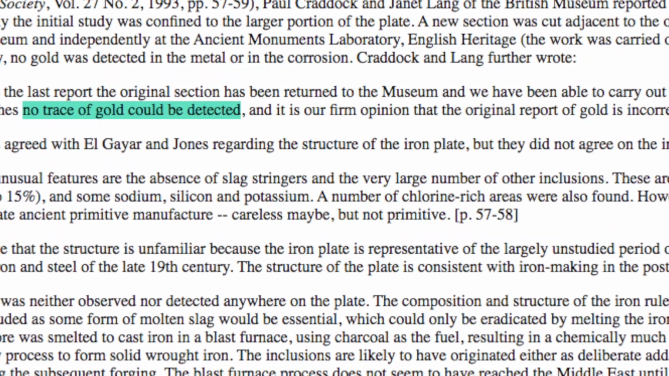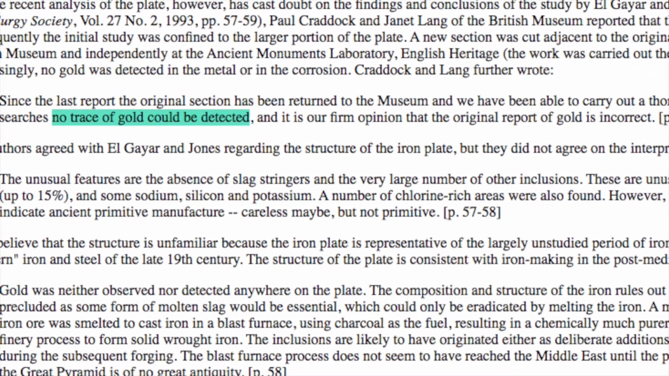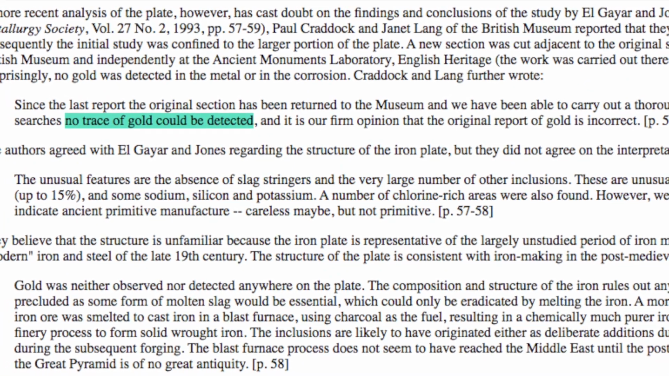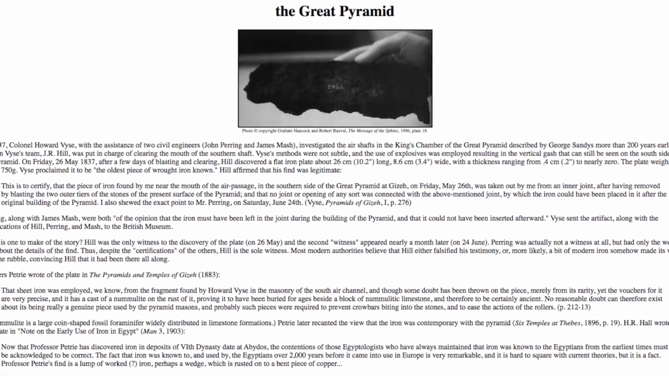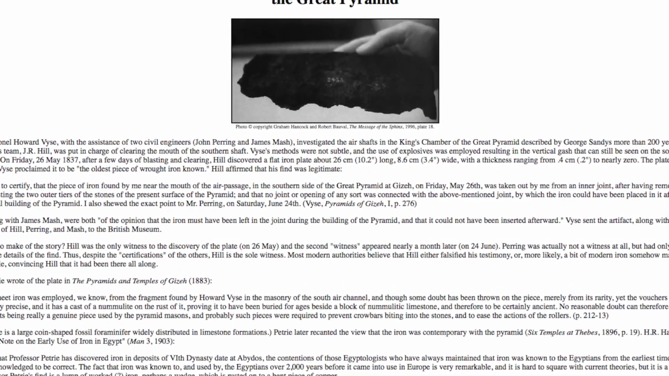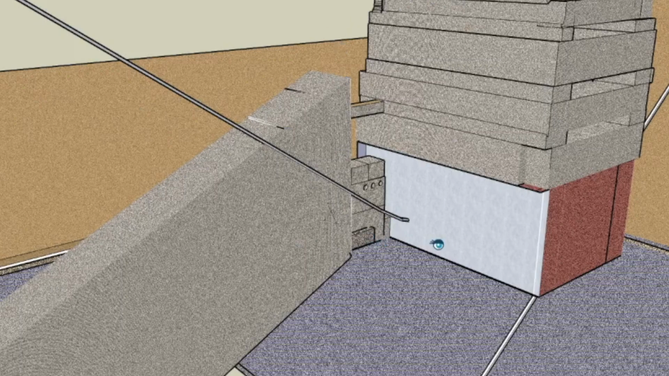We looked at the iron plates that were supposedly found in the northern shaft in a previous video. The report of gold being a part of the iron's makeup was also inconclusive. The tests performed to reach that conclusion have been called into question, and a second set of tests performed on the same piece of iron found absolutely zero trace of gold. Likewise, you would need a lot of iron and gold to plate the entire shaft, all of which is, again, nowhere to be found.